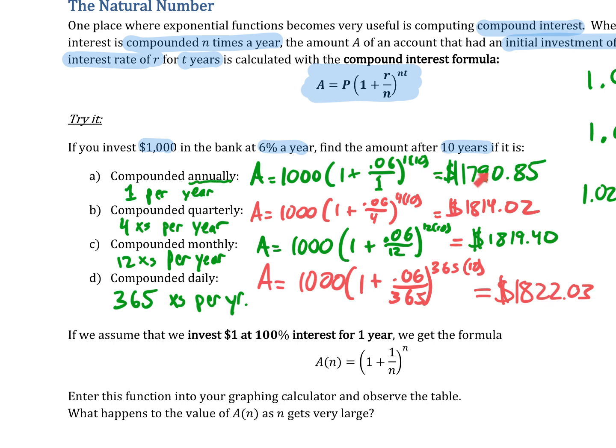So here it went up. Here it went up about $24. Here it went up $5. Here it went up a little less than $3. So the more times per year it is going up, you do end up with a little bit more money, but not that much more.